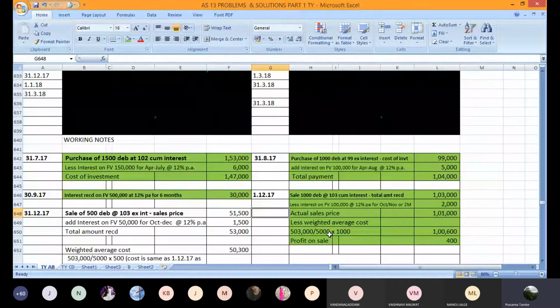And from this selling price, we have to reduce the weighted average cost. What is the formula for weighted average cost? Number of debentures or securities sold divided by total number of debentures which you have on that day multiplied by total cost of debentures. Okay, I think this is written a bit separately. I'll write it down. 1000 number of debentures sold divided by total number of debentures multiplied by cost is 5,03,000.